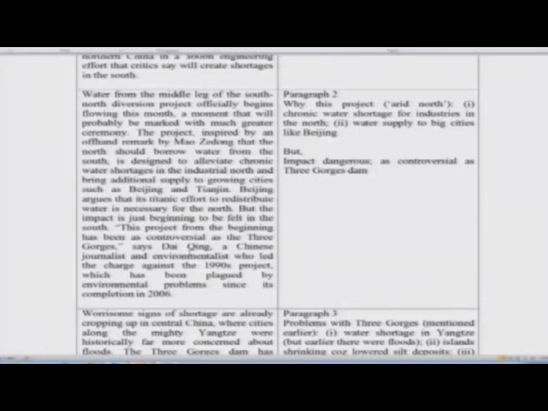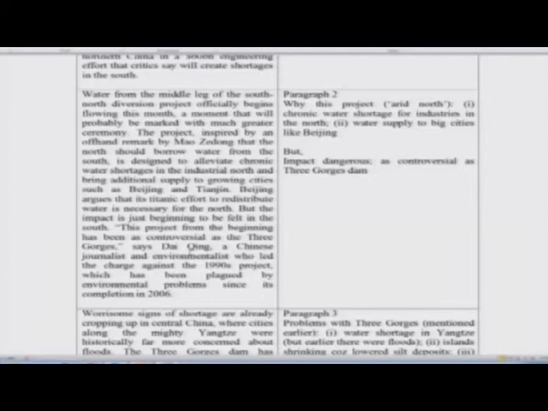Beijing argues that its titanic effort to redistribute water is necessary for the north, but the impact is just beginning to be felt in the south. This project from the beginning has been as controversial as the Three Gorges, says Dai King, a Chinese journalist and environmentalist who led the charge against the 1990s project, which has been plagued by environmental problems since its completion in 2006.